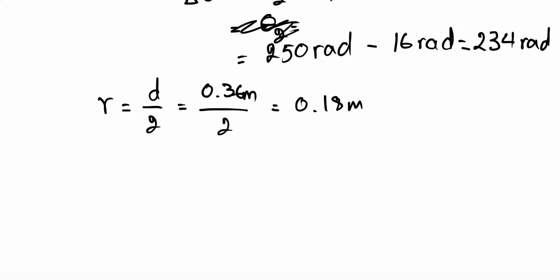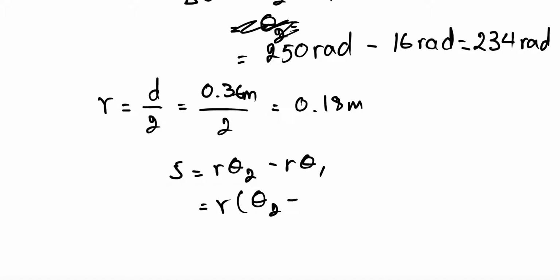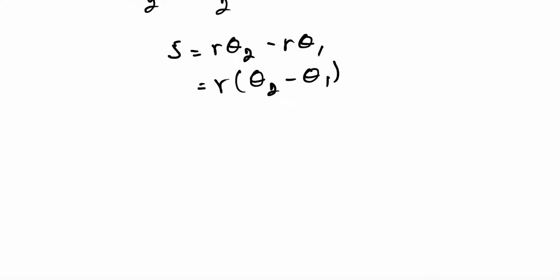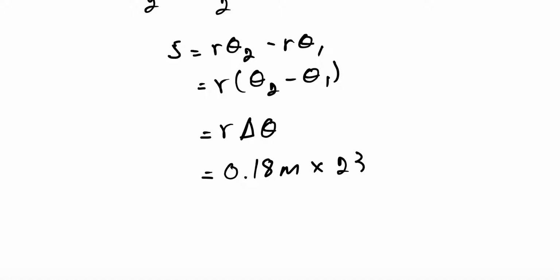The angle must be expressed in radian, right? And we have the formula for the distance here. S equals R theta 2 minus R theta 1, and we take R out: R times theta 2 minus theta 1. So R multiplied with the angular displacement. We know all the values. So this is 0.18 meter multiplied by 234 radian, which is equal to 42 meter. S is the answer of question B.